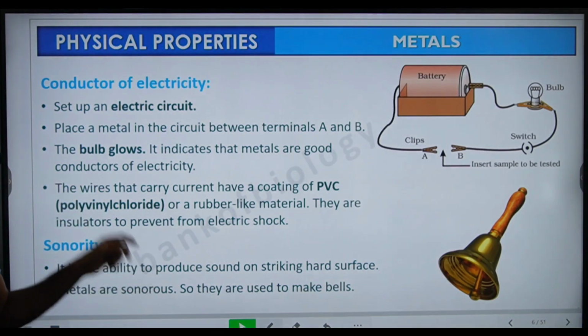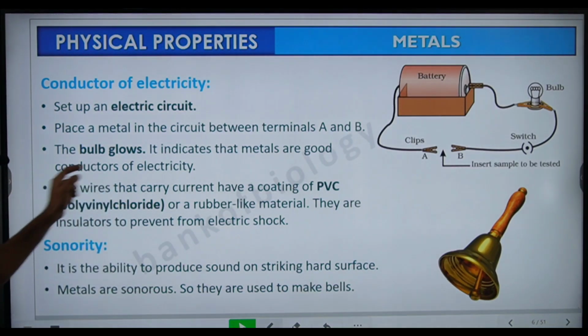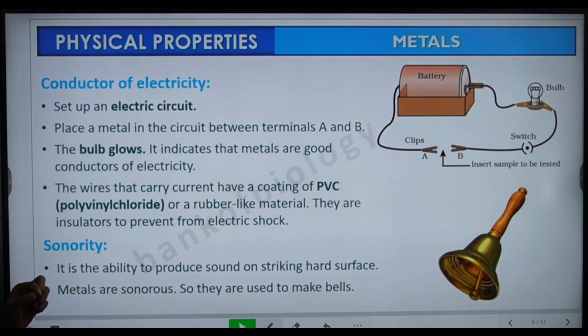The bulb glows. So what does it indicate? It indicates that metals are good conductors of electricity. The wires that carry current have a coating of PVC or rubber, unlike a metal. They are insulators to prevent electric shock.